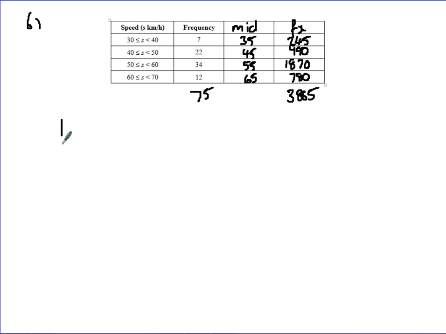Once we've got those two values, then to work out the mean, it is the total fx, never ever the midpoint. So it's the total fx divided by the total frequency, which will then give us 51.8, and I presume it's miles per hour. It actually doesn't say. Kilometres per hour it does. Kilometres per hour there, says it in this part there.